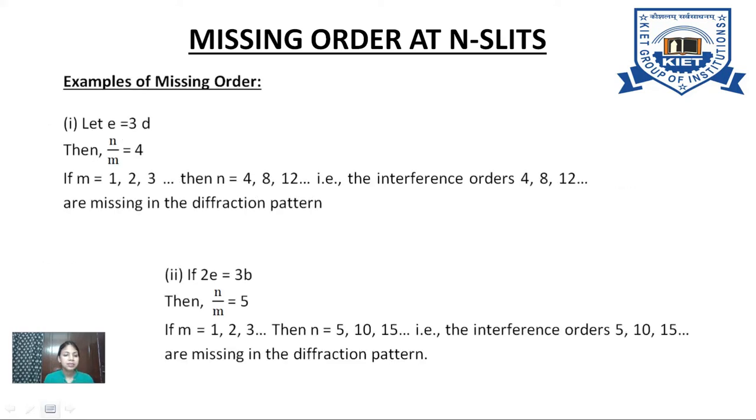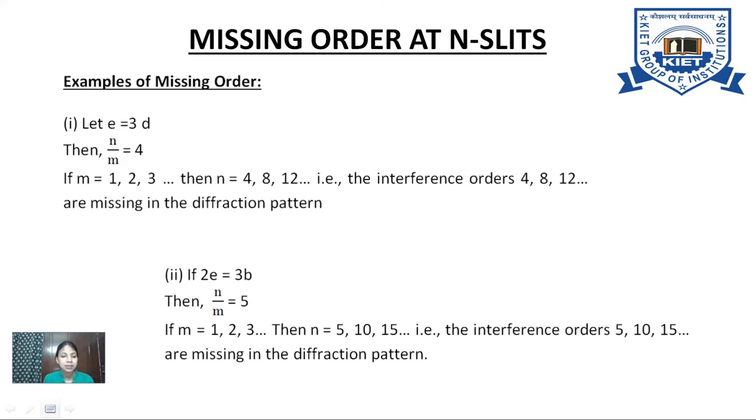To make this easier to understand, let us take a few examples. Let e equal 3d. If we put these values, then we get n upon m equals 4. If I take the values of m as 1, 2, 3, I get n equals 4, 8, 12. So this simply implies that interference orders 4, 8, 12 are missing in the diffraction pattern.